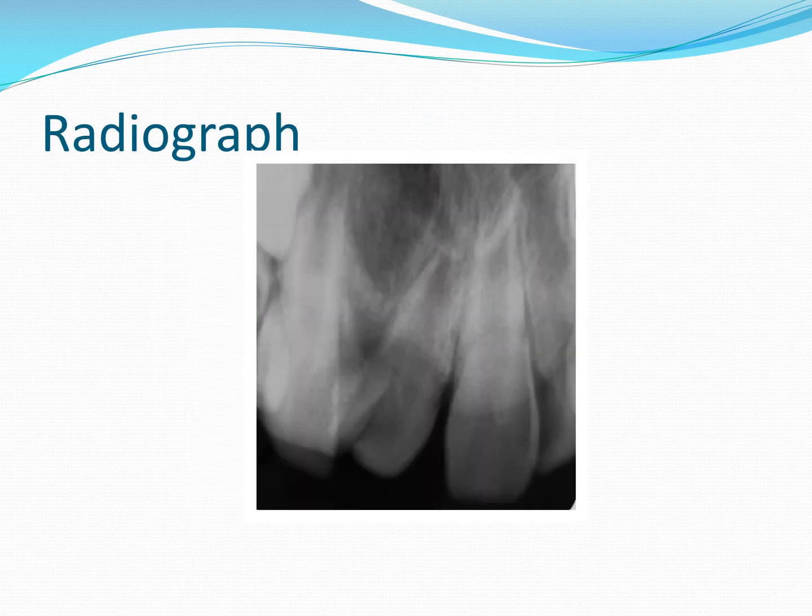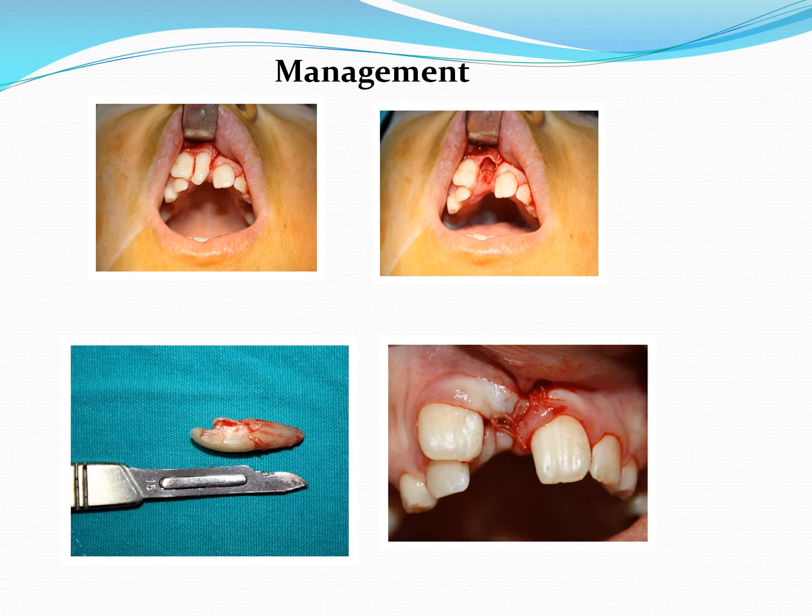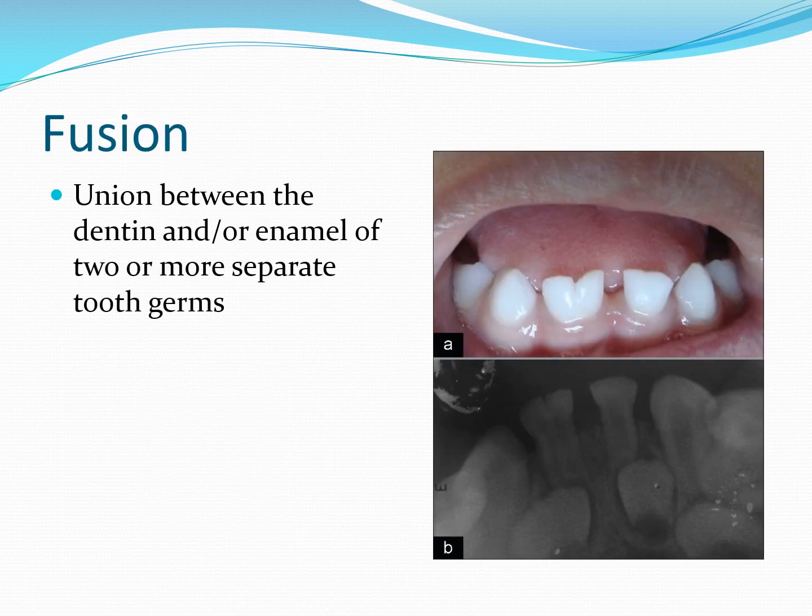This was a radiograph taken for the same patient. You can see that there is a union of some structures here. So the tooth was surgically removed. This condition is referred to as fusion. Fusion refers to the union between the dentine and/or enamel of two or more separate tooth germs.